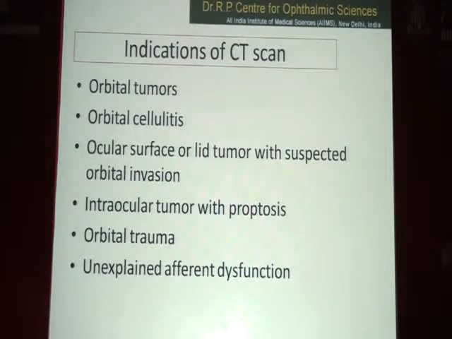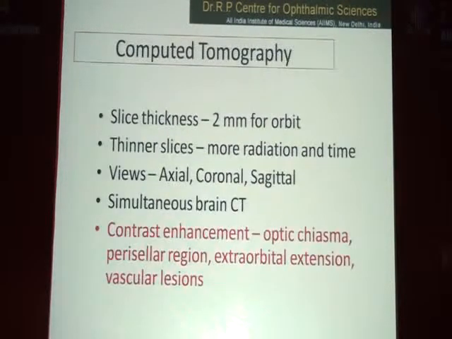Now, indications of CT scan apart from orbital tumors are other conditions like orbital cellulitis, ocular surface or lid tumors where there is suspected orbital and post-septal invasion, intraocular tumors that present with proptosis, and other cases of orbital trauma and unexplained afferent dysfunction. Now, for CT scan, generally for the orbit, 2 mm slice thickness is used. Thinner slices usually lead to more radiation and are more time consuming.